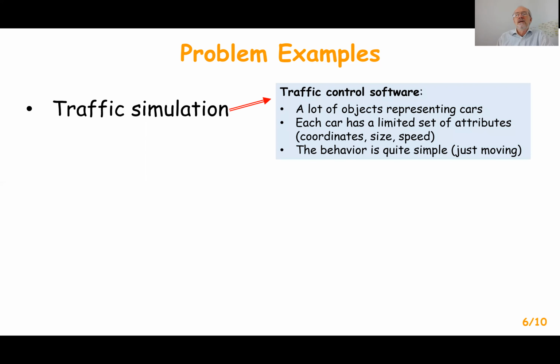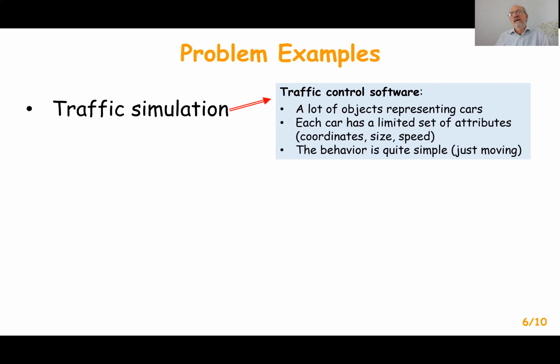Look, there are a lot of objects in this software representing cars. There are a lot of cars. We need to check, or control, how they move around the streets. Each car has a limited set of attributes. Typically, for traffic simulation, we need just car coordinates, car size, and car speed. That's basically it. And the behavior of each entity, of each car object, is quite simple. We just need to know only one kind of behavior. This is just how this vehicle is moving.